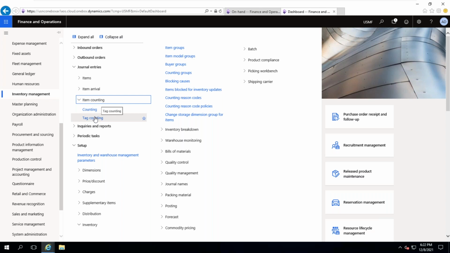So out of 1000, it is showing 800. If you enter 800, it will show you minus 200. It is a loss to the company.